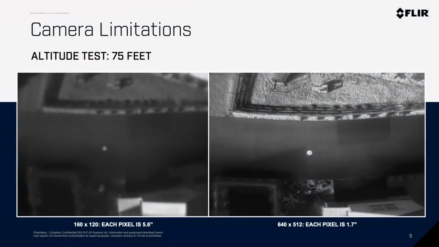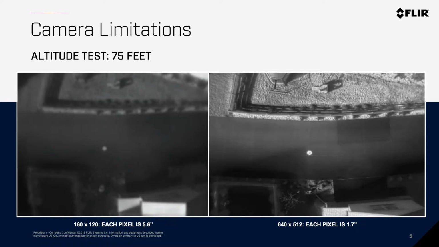We have two images here, one on the right that is taken by a high resolution 640 by 512 camera. The image on the left is from a lower resolution 160 by 120 camera flown at 75 feet. Austin, this is a great representation of what we can see in a solar field, so take us through these images and exactly what we're seeing and how it relates to inspecting a solar panel.